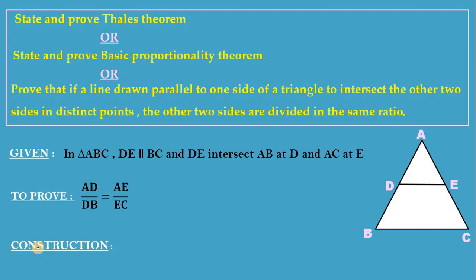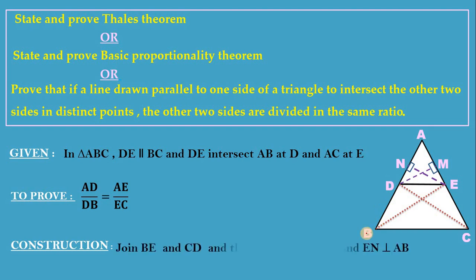Next step, construction. Look at the figure. First join BE and also CD. Next, draw DM perpendicular to AC and EN perpendicular to AB. Understand one more time: join BE and CD, and then draw DM perpendicular to AC and EN perpendicular to AB.